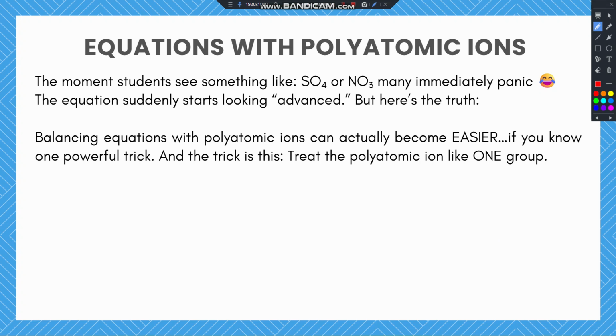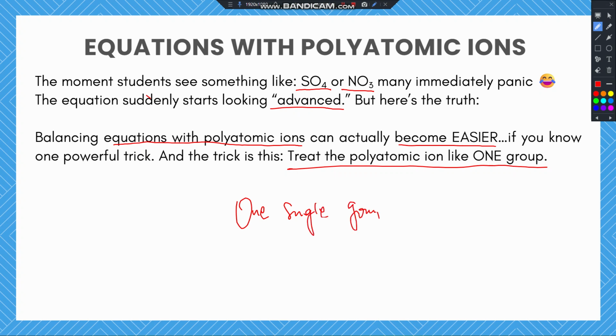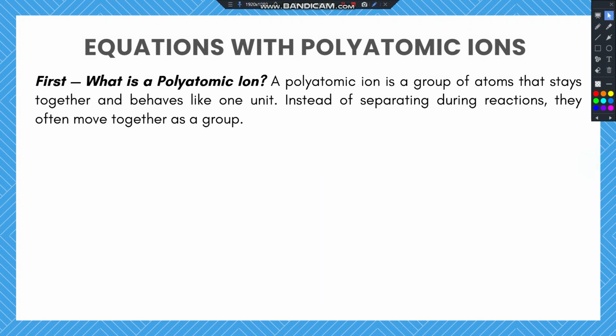Now, it's true that the moment students see anything like SO4 or NO3, they begin to panic. Oh, what's this? The equation starts looking advanced. But the truth is, balancing equations with polyatomic ions can become easier if you know one trick. And that trick is this: treat the polyatomic ion like one single group. I'll explain what I mean in a bit.